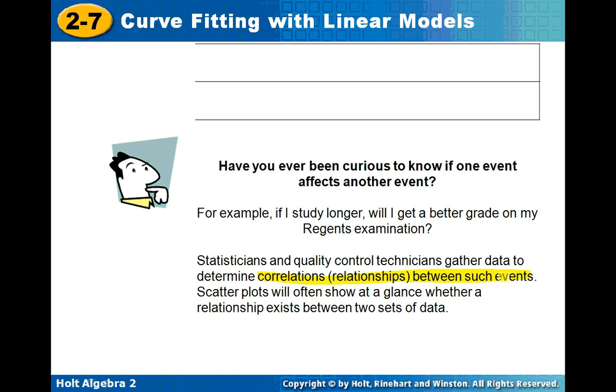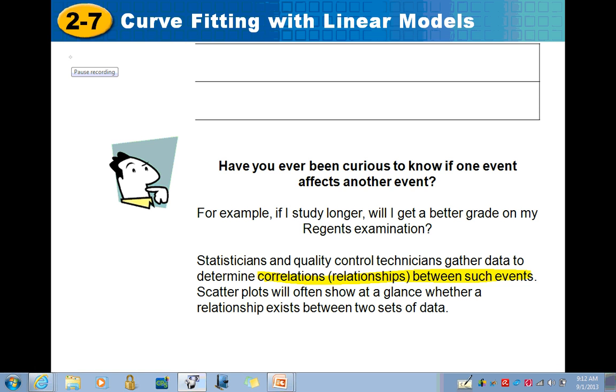Scatter plots will often show at a glance whether relationships exist between two sets of data. One reason we use a scatter plot is because we're very visual animals, all of us mammals, all of us as humans, and sometimes when the numbers are in a table, they don't make any sense at all. But when we put them in picture form, as an organized picture, suddenly, hey, stuff pops out that we can see.